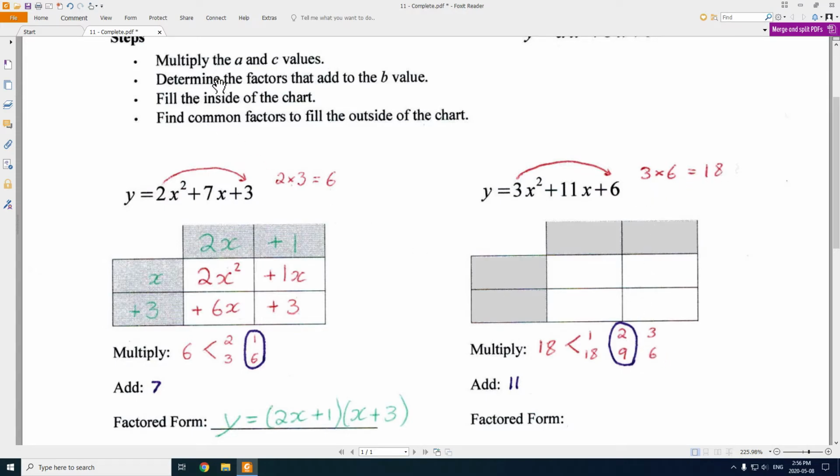All right, we've done the first two steps. Fill the inside of the chart. Okay, we know that there has to be a 3x squared. And we know there has to be a 6. And we now know that our two factors that we chose were a plus 2x and a plus 9x. And once again, it doesn't matter where you put them. I'll just put them in one of those two boxes.